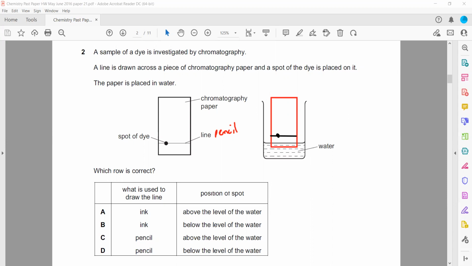So what is used to draw the line? We always use a pencil. So either C or D can be the answer. Then what should be the position of the spot when we place it in a beaker? The spot should always be above the level of the water. If it is below the level of the water, the spot will dissolve in water instead of rising on the chromatogram. That's why C is the right answer.